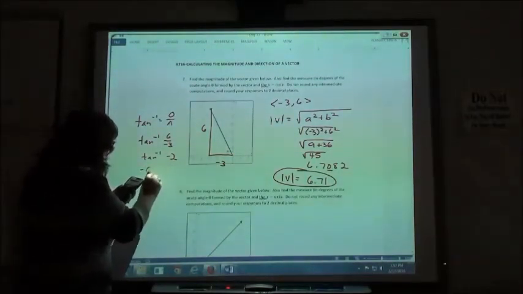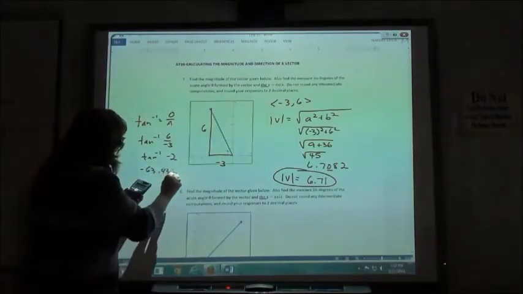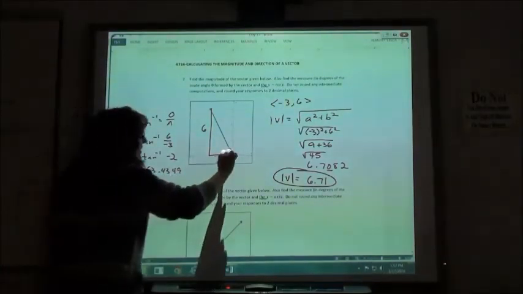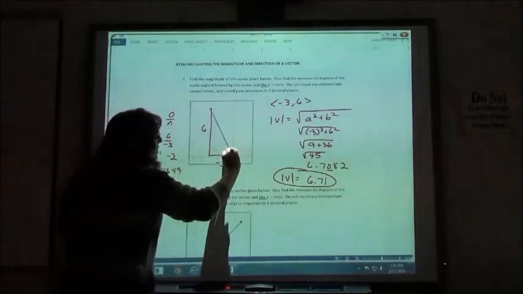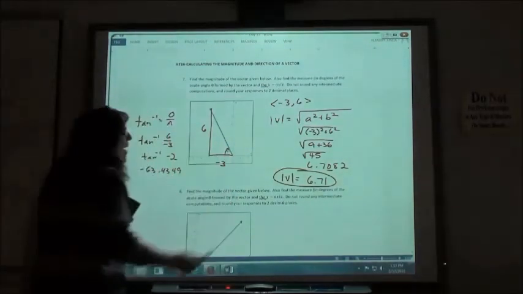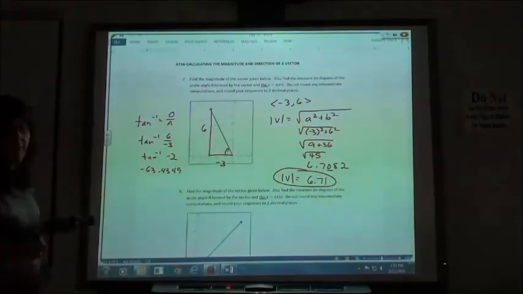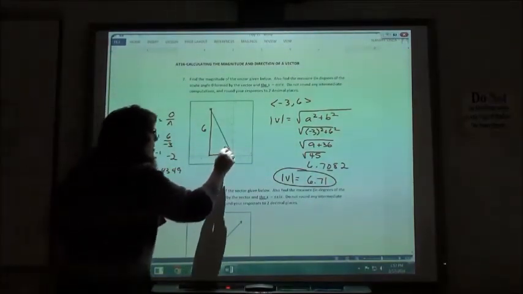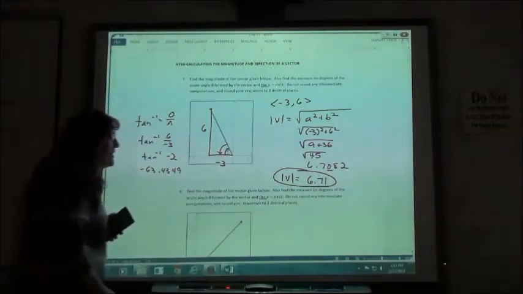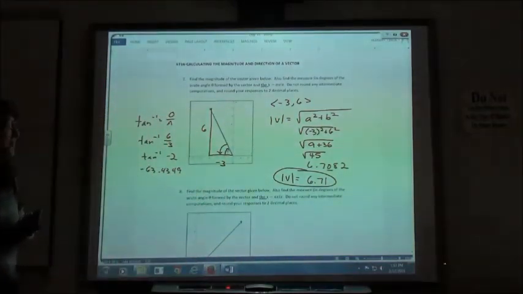I get negative 63.4349. Now you can see this angle is not negative 63. Negative 63 would be going backwards this way. So even though I get a negative answer, I'm going to put it in as a positive because I really measure my angle going this way. It's the same angle, just going in the other direction.